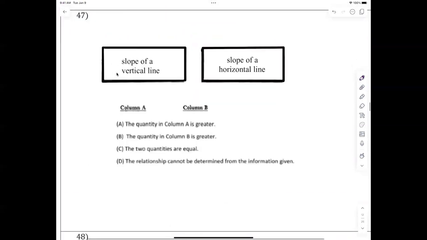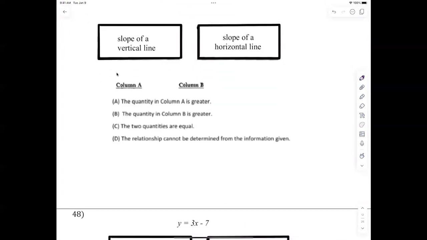47. Let's have some more fun. This one's kind of a trick question, but the slope of a vertical line compared to the slope of a horizontal line, which would you say is greater? One of them. Right, the slope of a vertical line compared to the slope of a horizontal line.